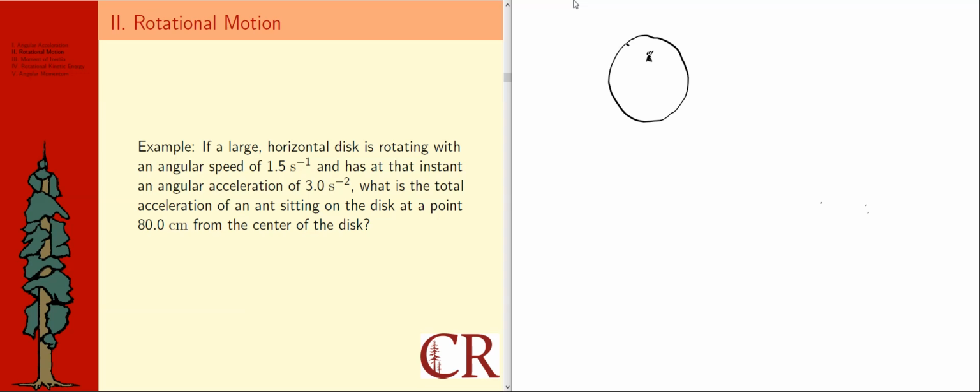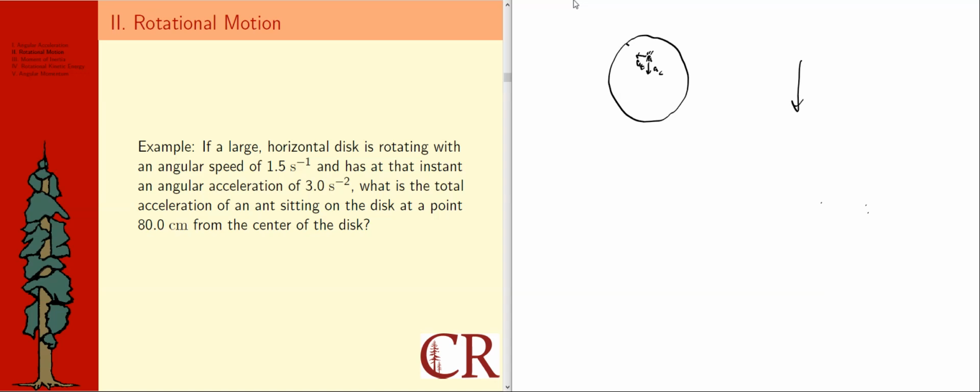But I think the thing I would look at is, to find the total acceleration, I need to recognize that it's going to have centripetal acceleration because it's on a rotating thing, right? So there would be centripetal acceleration. Well, it doesn't really say if it's speeding up or slowing down, but it does say it has, at the instant that we're interested in, an angular acceleration of 3 radians per second squared. And so maybe I can interpret that and say, therefore the ant must also have a tangential acceleration related to that.